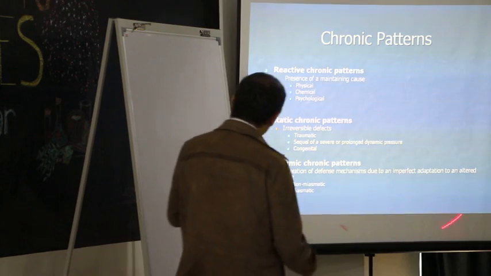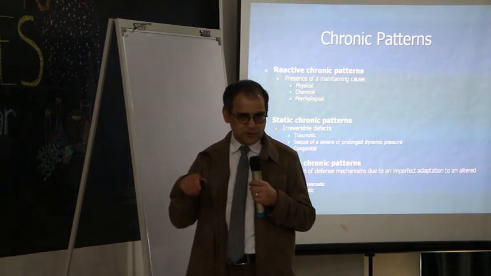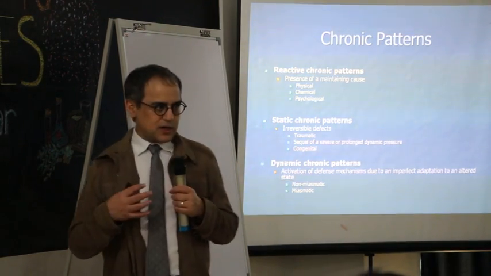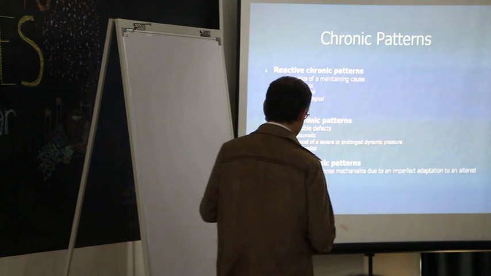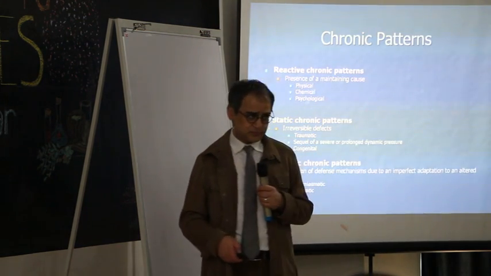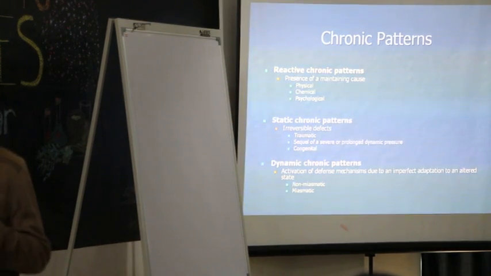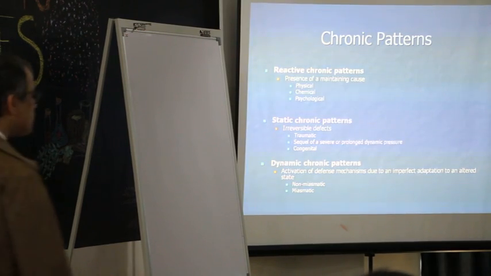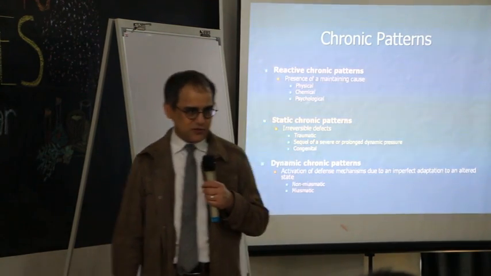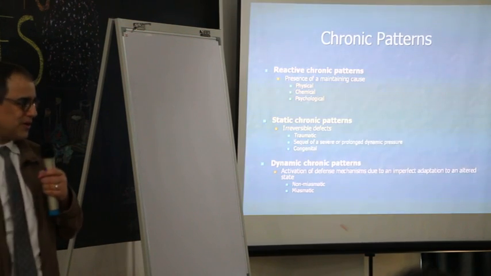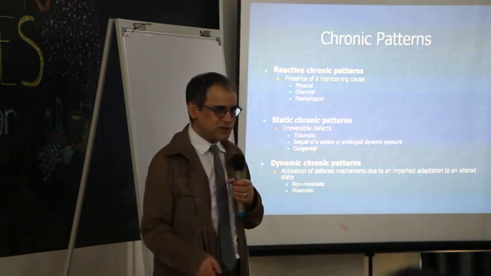The second category is static chronic patterns. The static chronic patterns cover those symptoms that reflect irreversible defects. For example, you see some dysfunctions after physical trauma. After car accidents, there is a cut in the nerve, and you see numbness or motor inactivity in the patient. You cannot cure that with homeopathy.